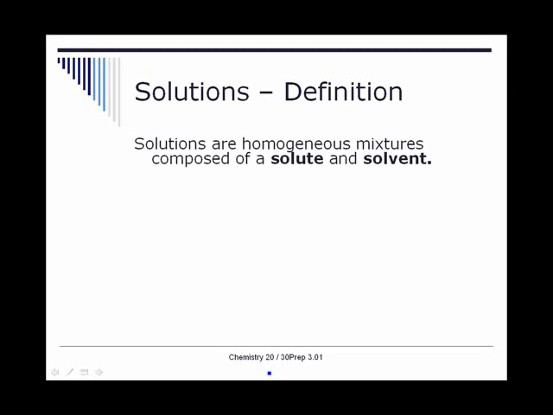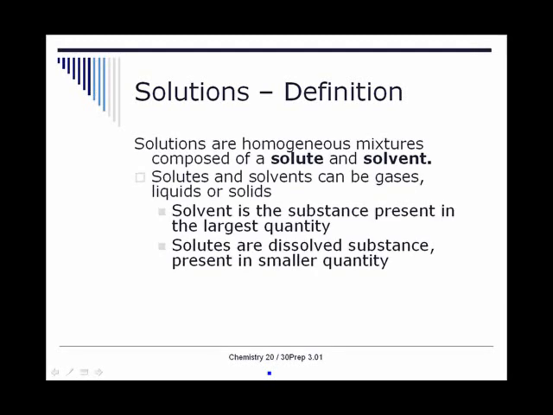For definitions, we have a bunch of solutions so far. We have ionic solutions, molecular solutions, acid solutions, base solutions. Solutions are defined as mixtures composed of a solute and a solvent. Solutes and solvents can be gases, liquids, or solids. Most of the time, for us, 99% of the time, maybe even more, our solvent will be water, and our solute will be some kind of ionic, molecular, acidic, or basic compound.